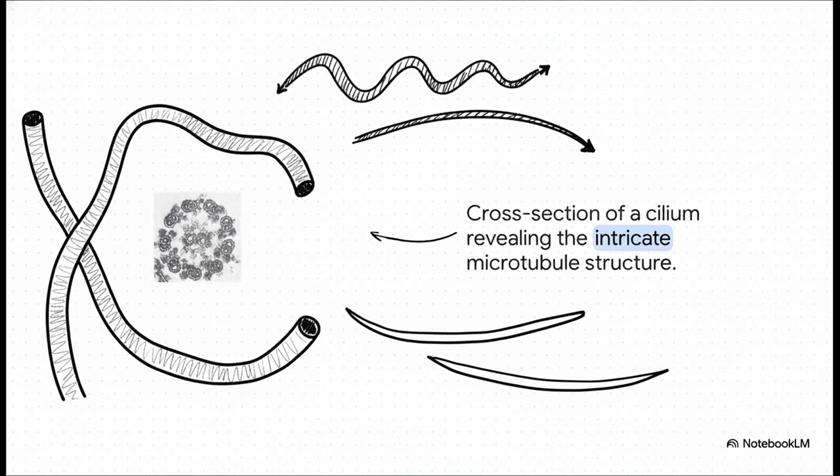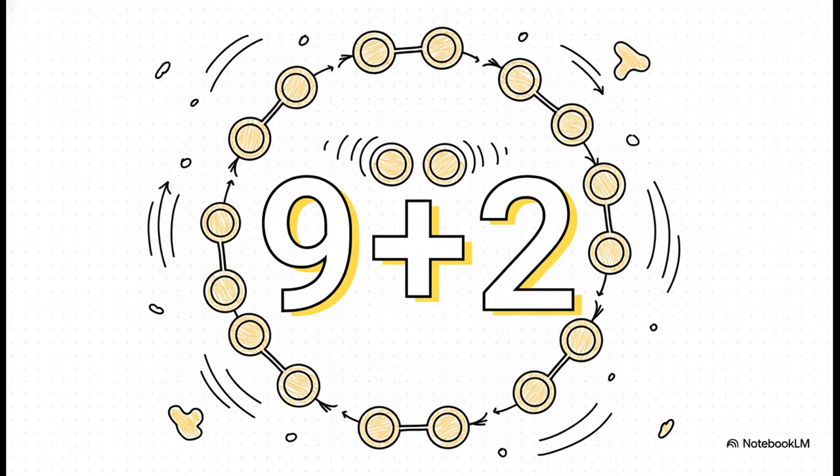The inside is this incredibly intricate, almost gear-like arrangement of filaments called microtubules. It's stunningly organized. And here it is. This is the money shot. This is the pattern you have to remember. Count them with me. You have 9 pairs or doublets of microtubules arranged in a perfect outer ring, and then you have 2 single microtubules right in the center, 9 plus 2. That is the classic textbook 9 plus 2 arrangement that forms the core of cilia and flagella. This is what powers their movement. Burn that image into your brain.